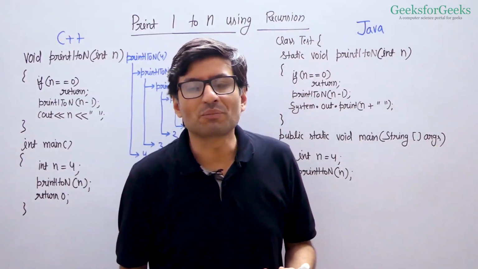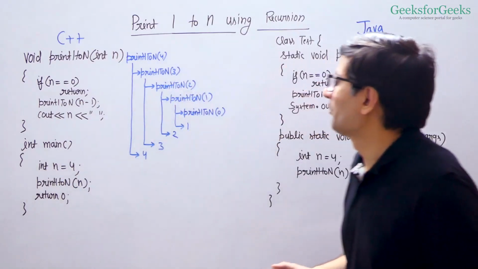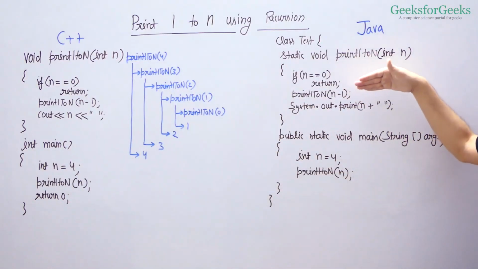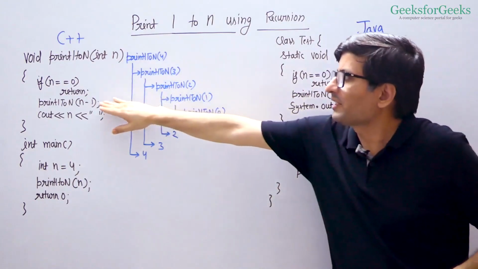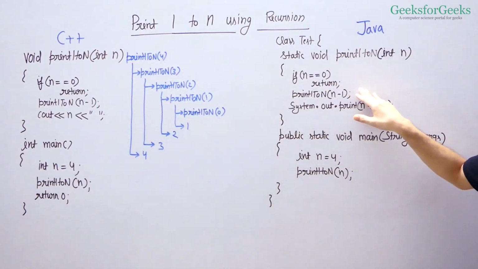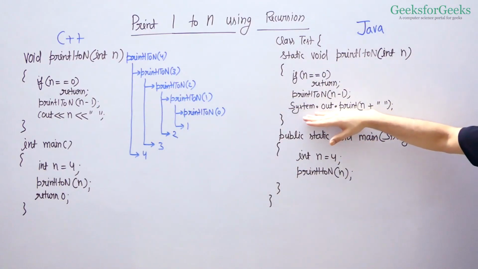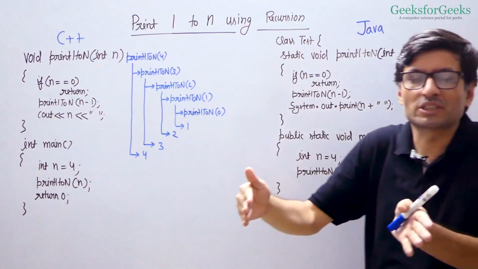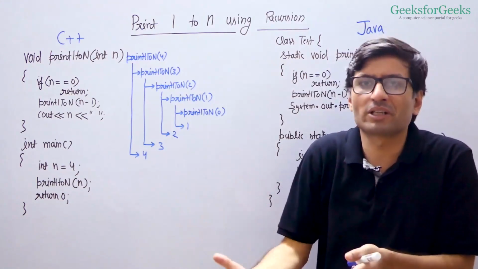Let us now see the complete implementation. We have first recursively called for n minus 1, right? This is C++ code, this side we have Java code. And then we are printing n, right? First print numbers from 1 to n minus 1, then print n.